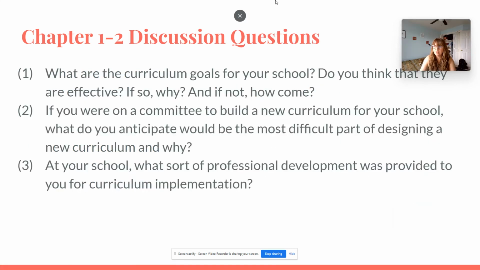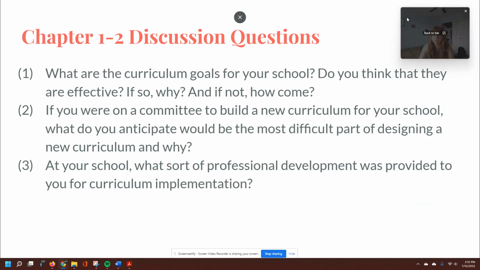And here are my discussion questions for y'all. First question, you can choose to answer. What are the curriculum goals for your school? Do you think that they're effective? If so, why are they effective? And if not, how come?